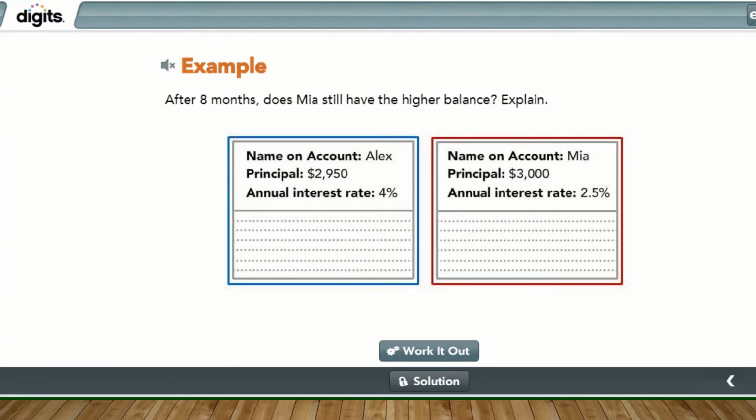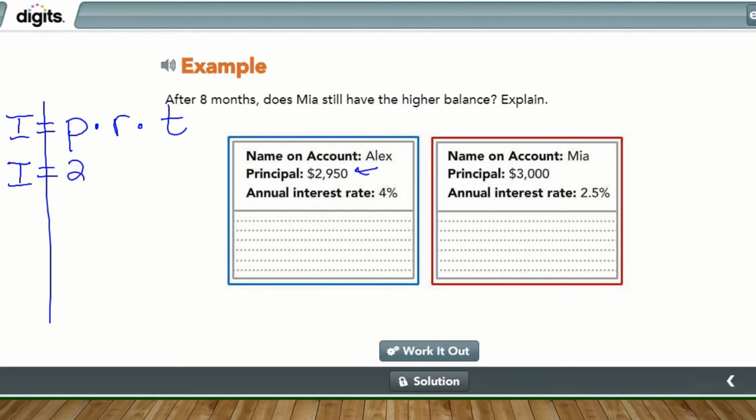After 8 months, does Mia still have the higher balance? Explain. In order to solve this problem, we need to use our simple interest formula, which is interest equals principal times the rate, the percentage rate, times the time, and time is in years. Our interest is unknown, so we'll use a variable. Our principal is $2,950. Our rate is 4%, and remember to always use the decimal form of your percentage, and that is 4/100ths.